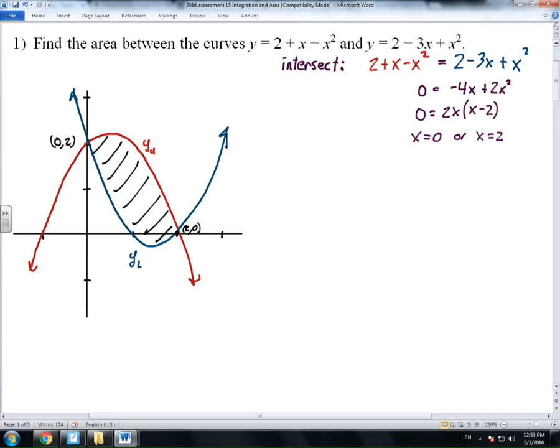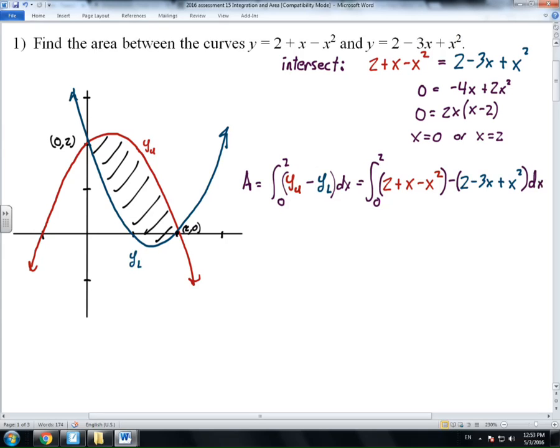I end up with this expression, which is factorable. It gives me x equals 0 or x equals 2, which is when x is 0, when x is 2. Those are the two intersection points. So to find the area between the two curves, I simply have to integrate from 0 to 2 the y upper minus y lower with respect to x. Here's the y upper, here's the y lower with respect to x.